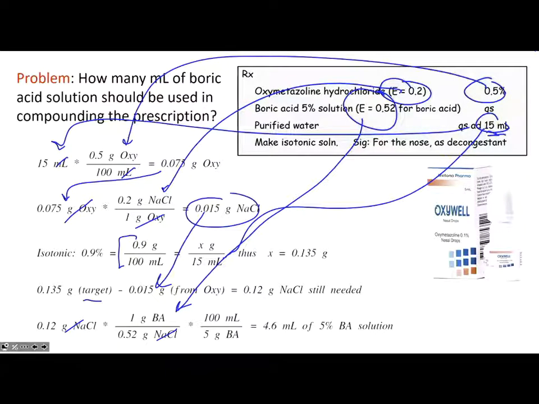The last step, though, is to go from the grams of boric acid to the volume, since we're using a what percent solution? 5% solution. So the last step is to multiply the weight times 100 mils over 5 grams, since that's 5%. That way grams of boric acid cancel, and I get a final volume, and this was my final answer here, would be 4.6 mils at that 5% boric acid solution.